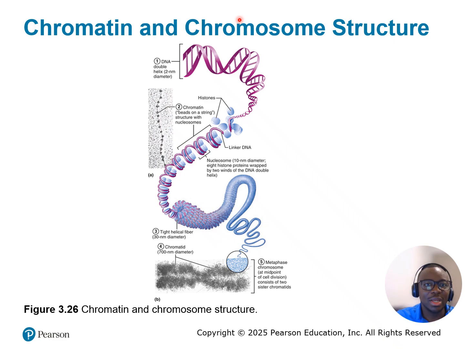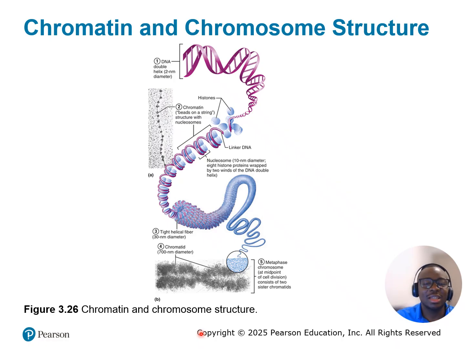The DNA winds around each nucleosome. DNA clusters are attached by linker DNA. This electron micrograph shows the structure of chromatin with nucleosomes, which resembles beads on a string.